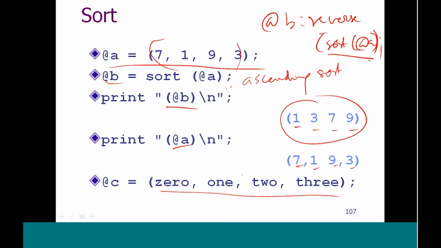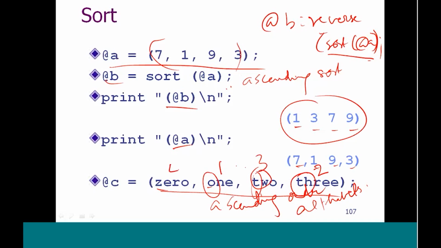Can you tell me what happens again? You should think about this as also an ascending order sort, but now it's on the alphabets. So we know that O comes before T, and in this one TH comes before TW, and then finally this comes. So this is 1, this is 2, this is 3, this is 4, or in Perl notation this is 0, this is 1, this is 2, and this is 3.